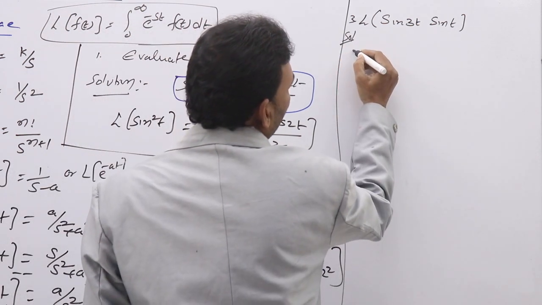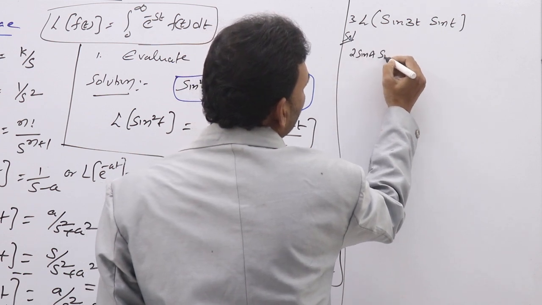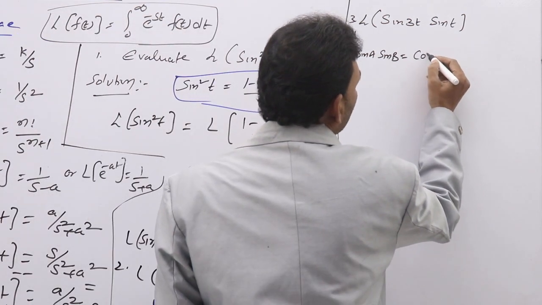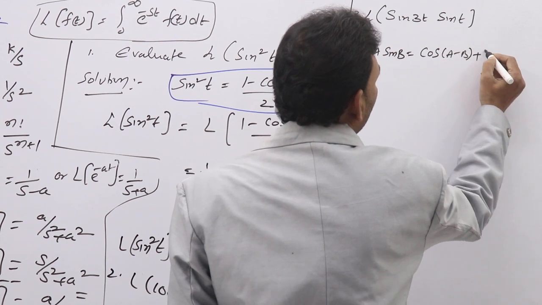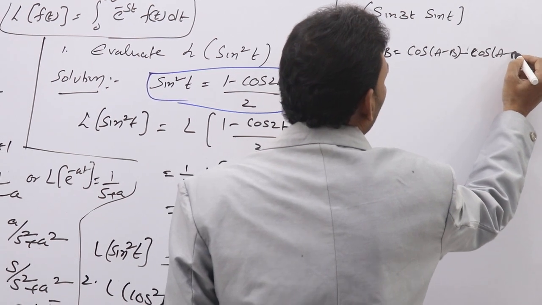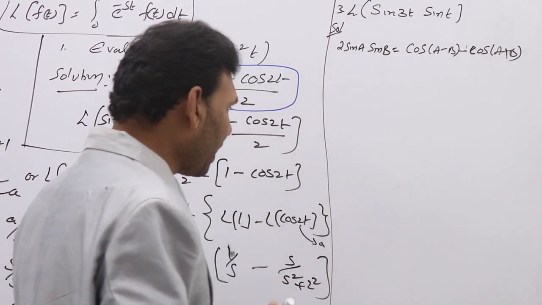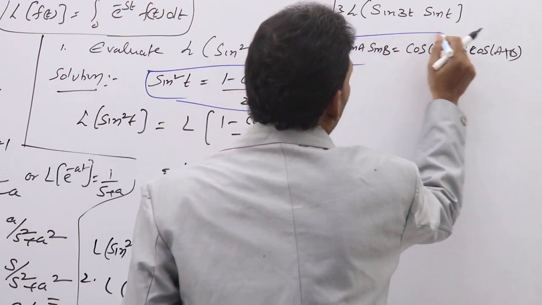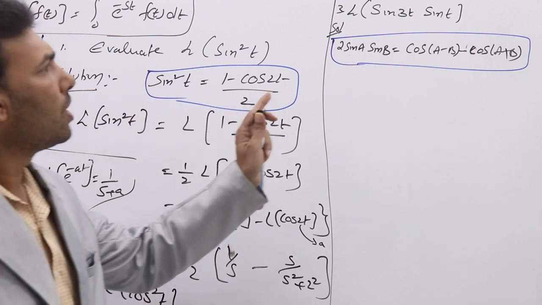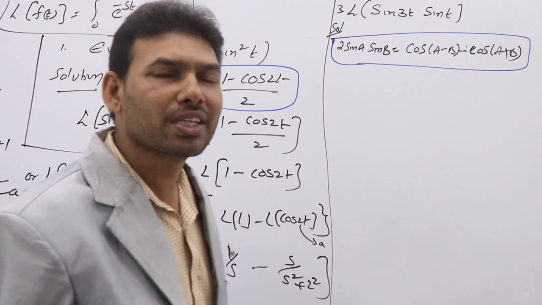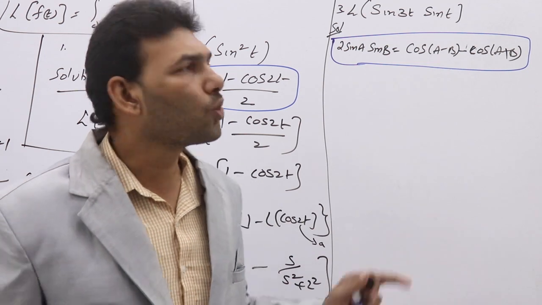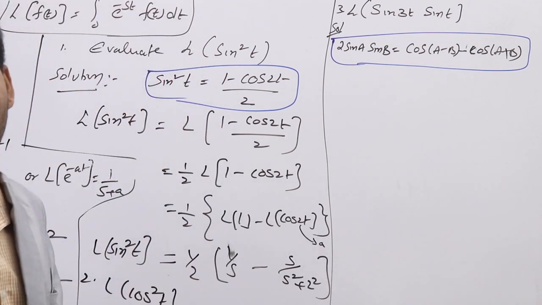Trigonometric transformation: 2 sin A sin B equals cos of A minus B minus cos of A plus B. That is, cos of A minus B minus cos of A plus B will be 2 sin A sin B. Whenever two trigonometric functions are in product, using trigonometric transformations you split that product into a sum or difference. Then you can apply Laplace to each individual term and find the Laplace transform easily.